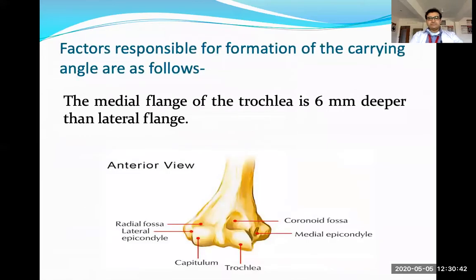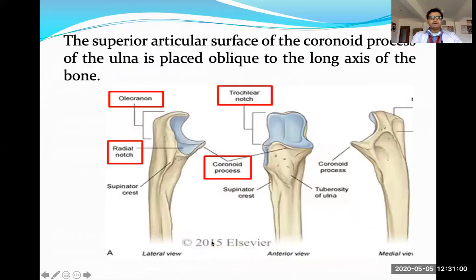And what is the factor which is responsible for making a carrying angle? First, the medial flange of the trochlea is 6 mm deeper than the lateral flange. Second, the superior articular surface of the coronoid process of ulna is placed obliquely to the long axis of the bone. Here in the diagram, how is the coronoid process placed? Obliquely on a long axis. That's why it is deeper compared to the lateral side.